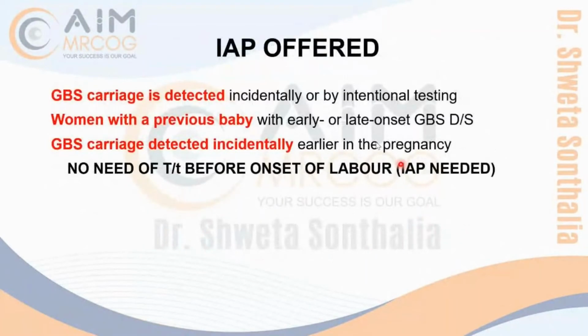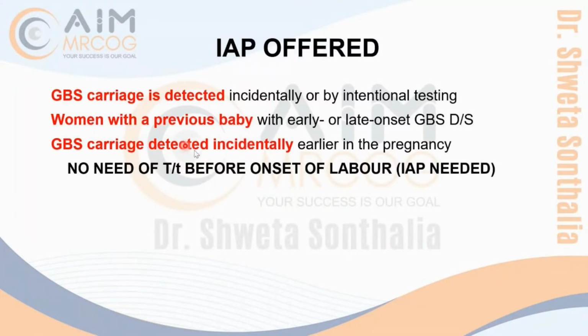Now, IAP: when you are going to offer it is the favorite question, and they always want you to know when you are going to offer IAP and when you will not, right? Whenever you find she's a GBS carrier, definitely you are going to offer her IAP. If she has a previous baby with GBS, we already saw we are going to offer, or preterm PPROM, we offer, and pyrexia we will offer.